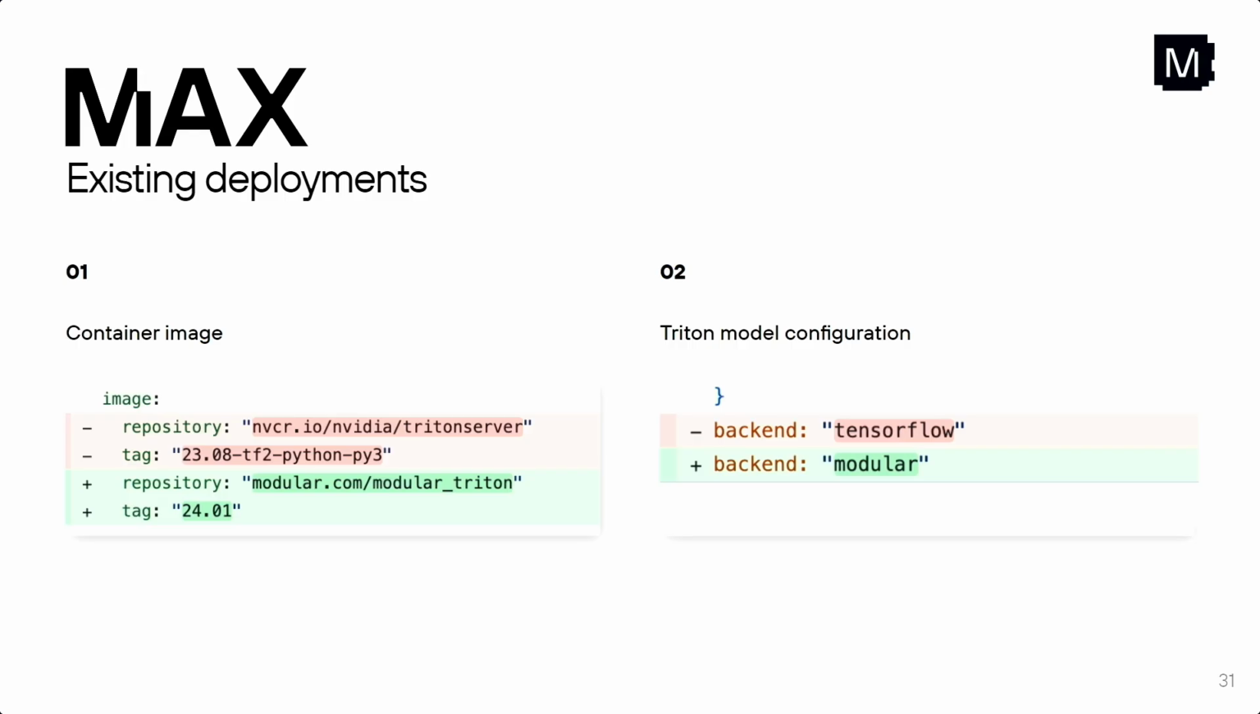One more point I wanted to emphasize one more time is that modular works as a drop-in replacement for existing frameworks. If you already have services running in production, then switching to modular is as easy as changing the container image and model configuration to modular. That's it. So this is the last demo I wanted to show.